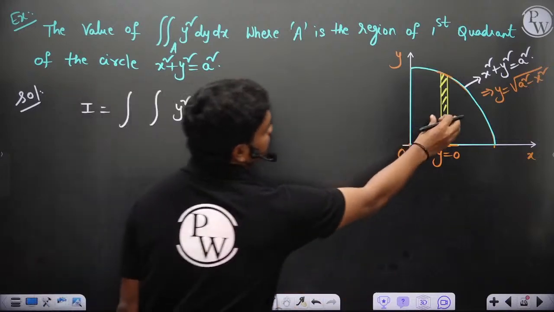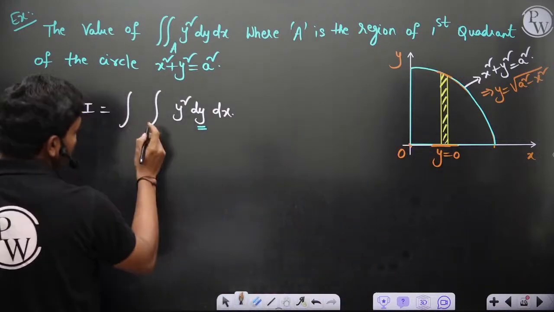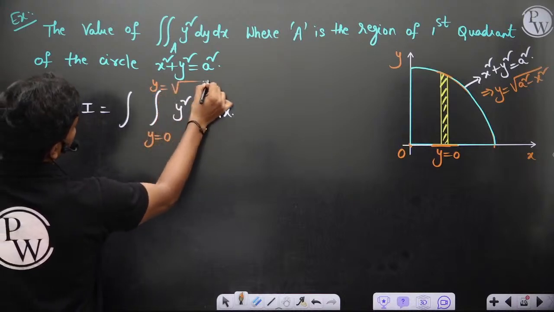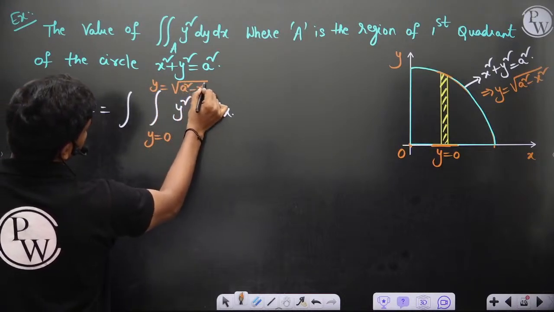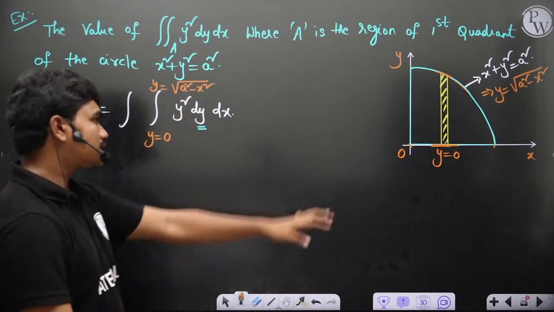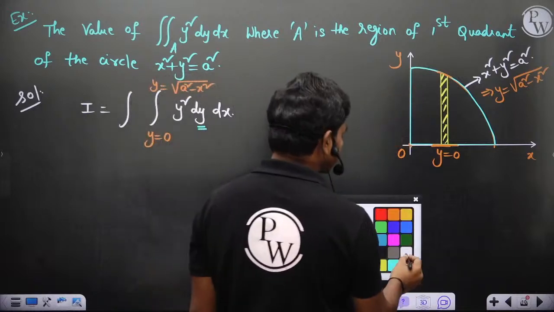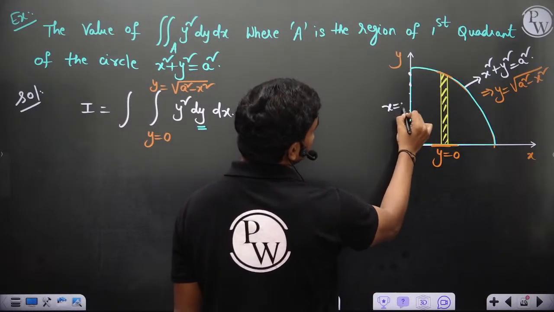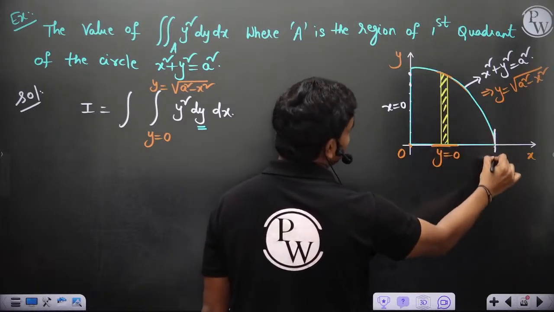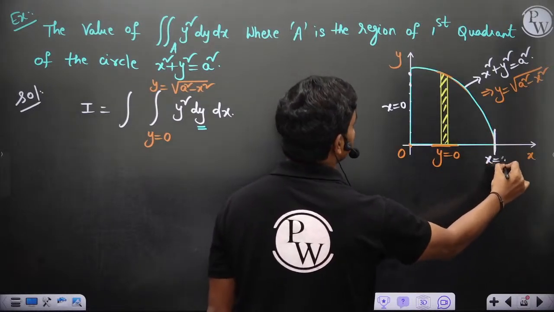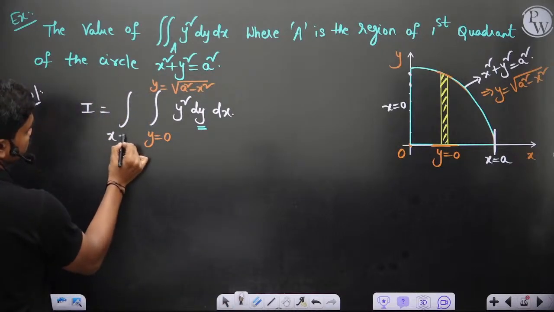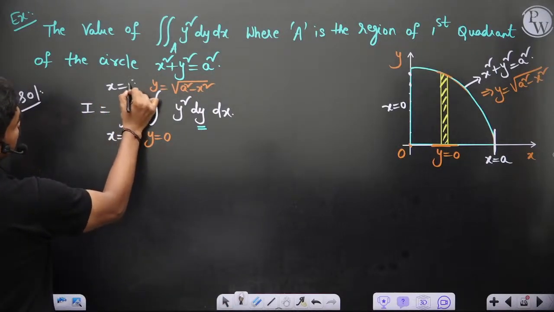So whenever you move this strip at any location, the lower bound is y is equal to 0, and the upper bound is y is equal to root of a square minus x square. Then in this complete domain D, the least value of x is at any point on this line, so x is equal to 0, and the largest value of x is x is equal to a, because when you put y equal to 0, x is equal to a. So x goes from 0 to a, and we shall integrate now.